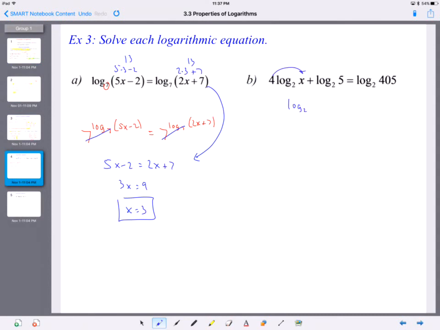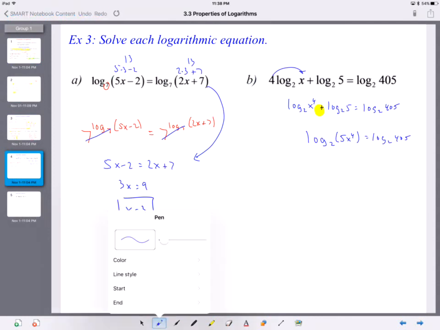So this is log base 2 of x to the 4th plus log base 2 of 5 is equal to log base 2 of 405. Okay, that's a start. But now we have the addition. So what do we do? Well, we're adding logarithms, which means we're adding exponents, and when you add exponents, you multiply. So this is actually log base 2 of 5x to the 4th is equal to log base 2 of 405. And so now we're back to kind of what the first one looked like, where you have a logarithm equal to a logarithm.